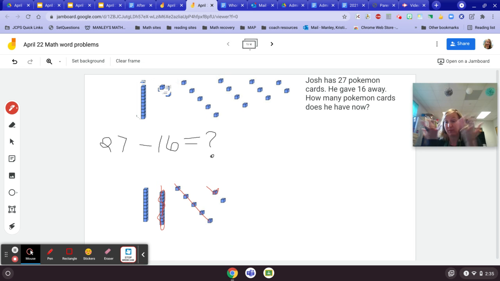So how many cards does he have left? Well, if we look, I see that he has this 10 and this 1. Well, 10 and 1 makes 11. So he has 11 cards left over.